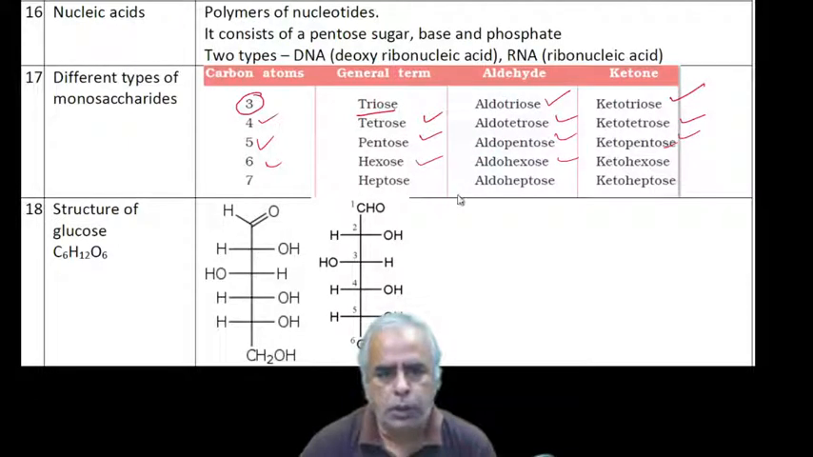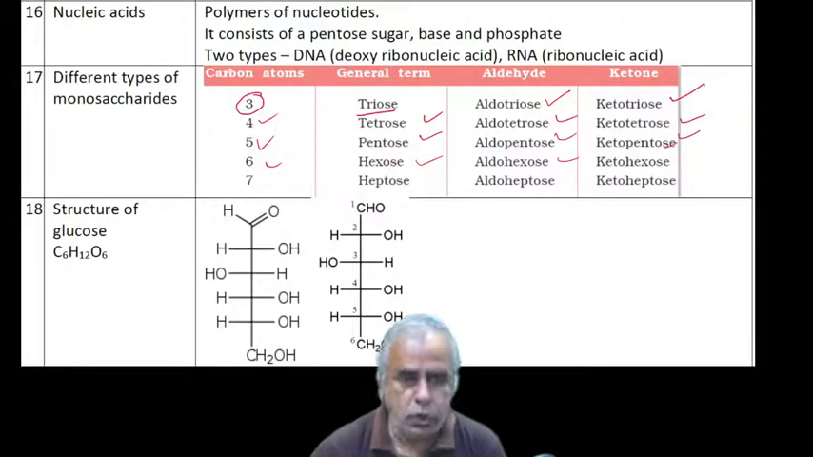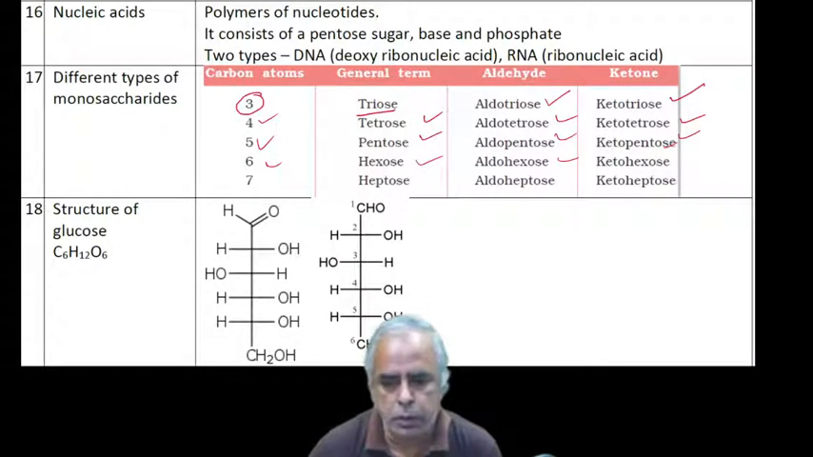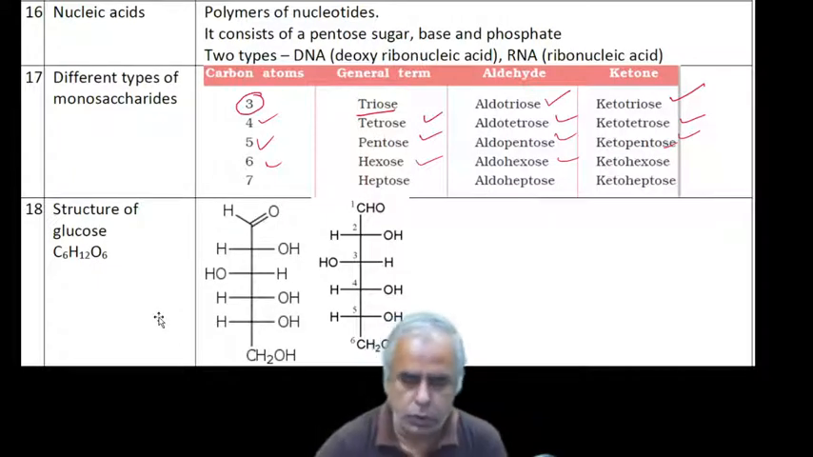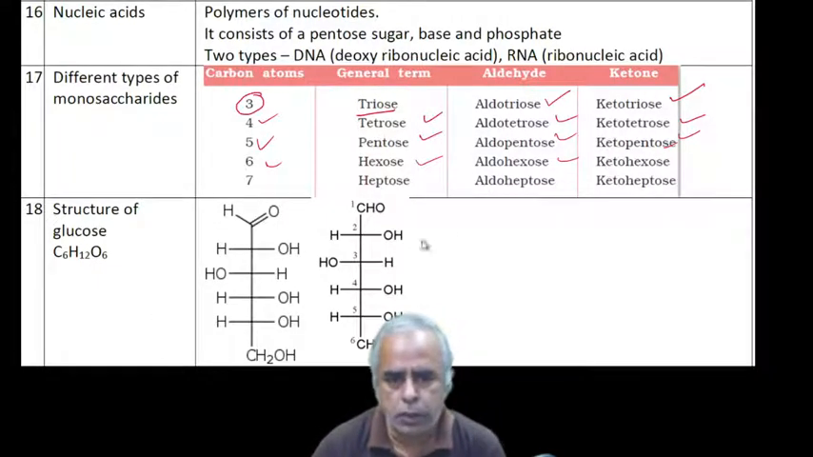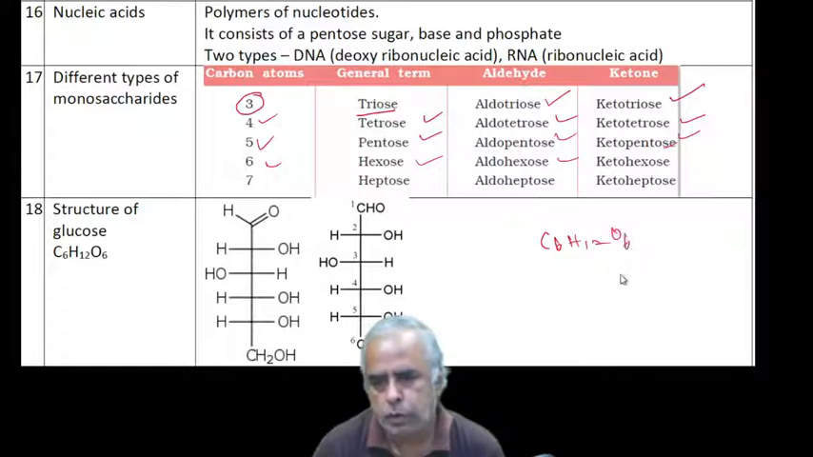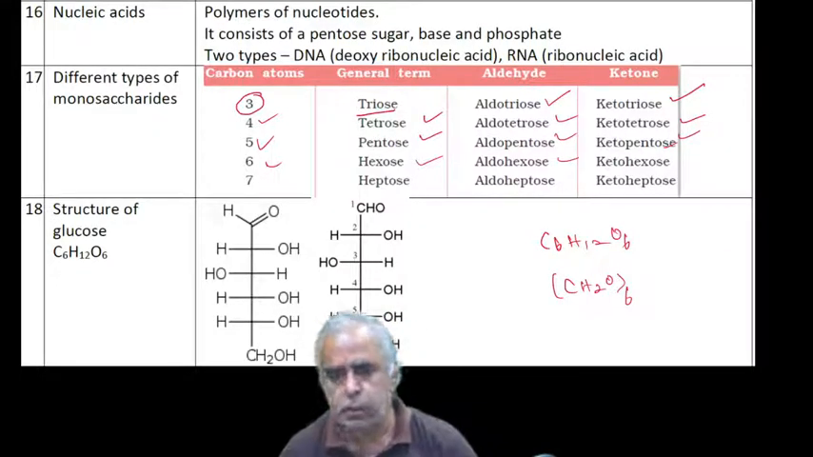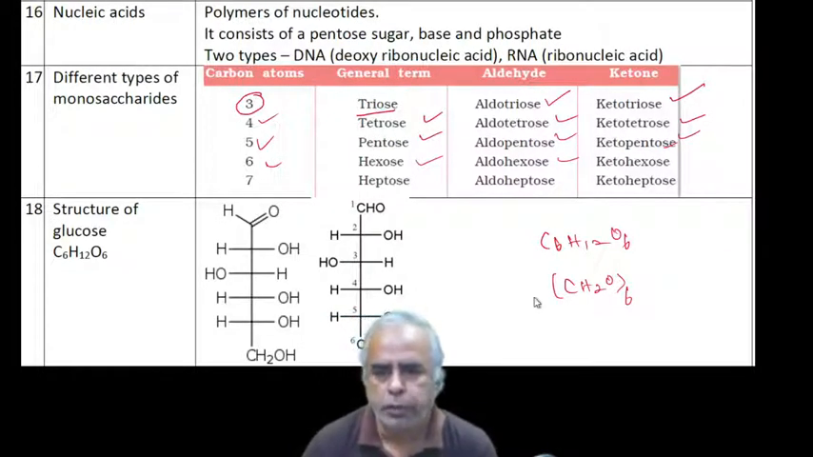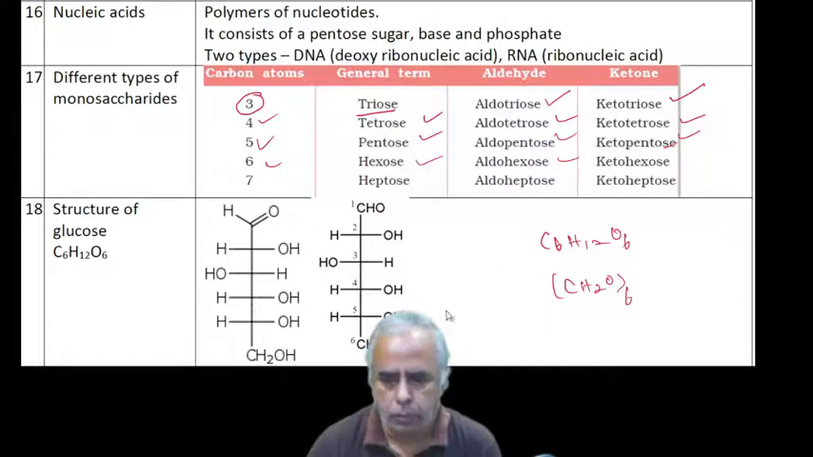So I was talking about the structure of glucose, that is C6H12O6. It means (CH2O) six times. Since it is (CH2O) repeated, we cannot take it for granted that all the CHO compounds are carbohydrates.